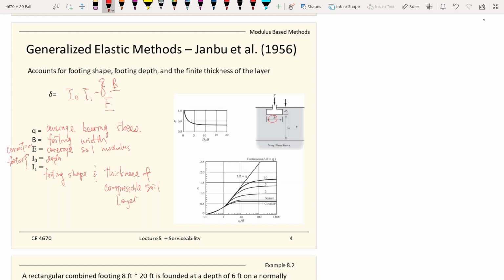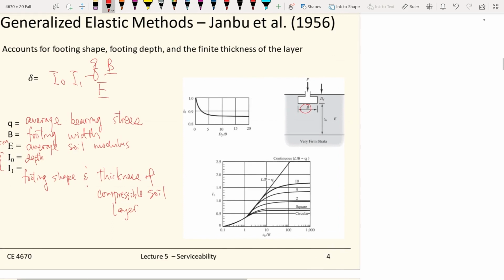So first, the depth factor that you try to correct for is this one. If you know the foundation depth divided by the width of the foundation, you can find out the I naught.